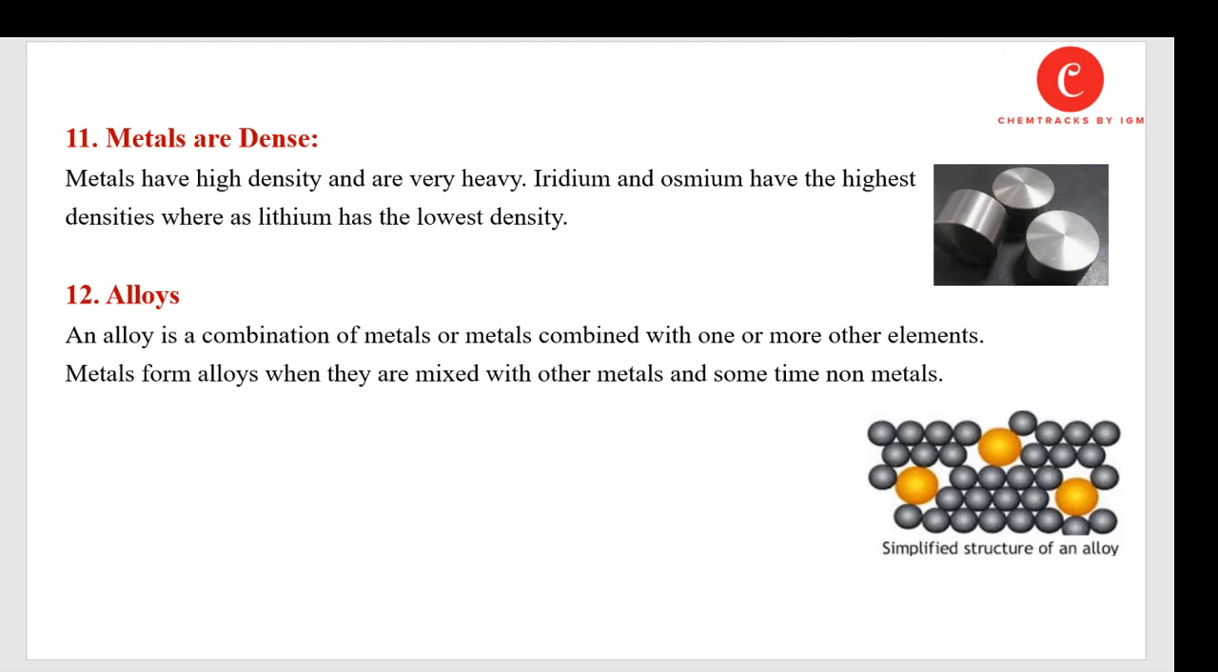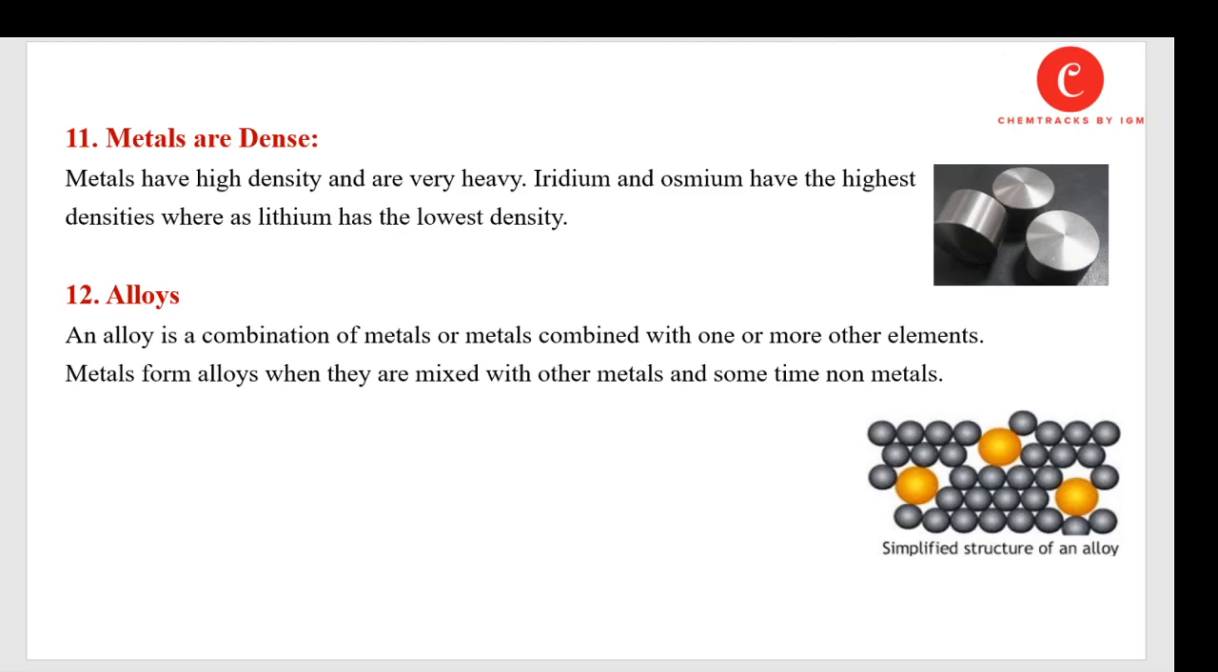For example, stainless steel. Stainless steel is an iron alloy that is made up of a mixture of iron, chromium, and, sorry, carbon. So carbon is a non-metal, while iron and chromium are metals. So we can say that alloys are also formed by the combination of metal with non-metals.